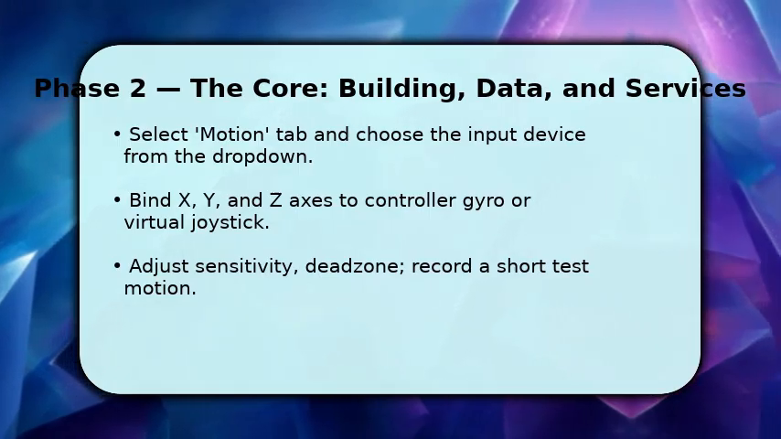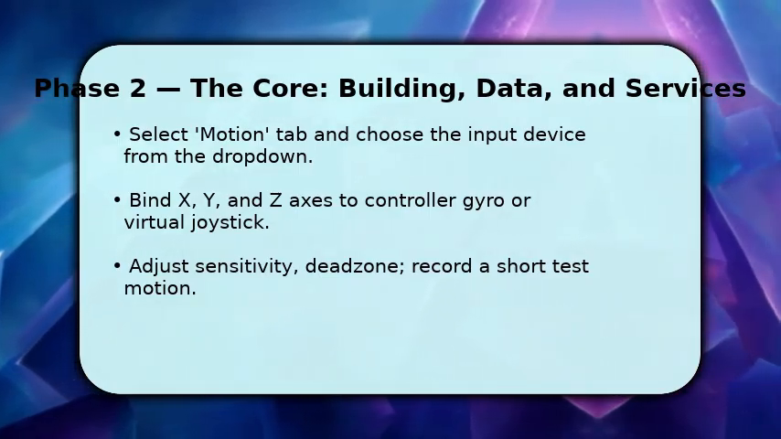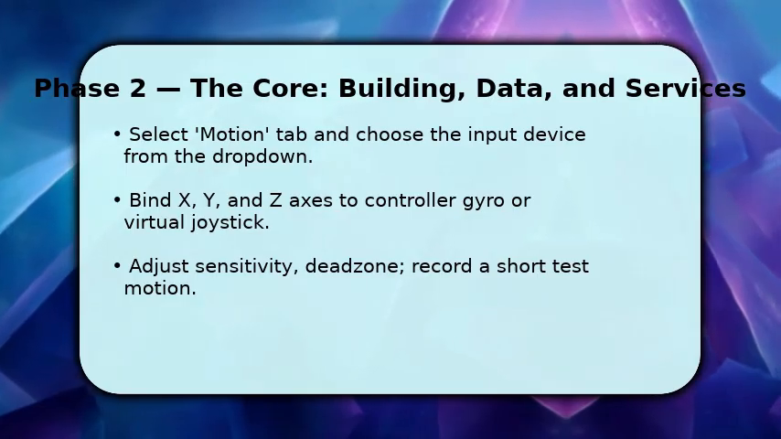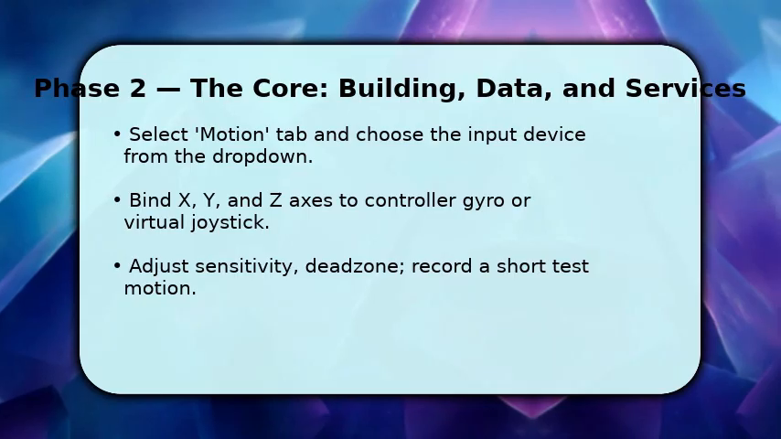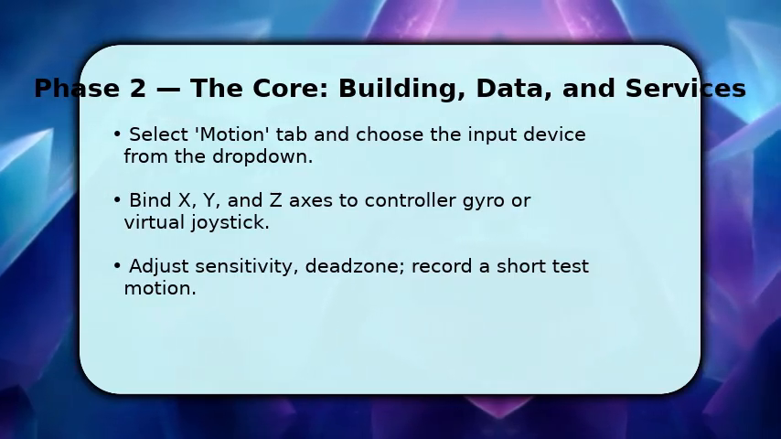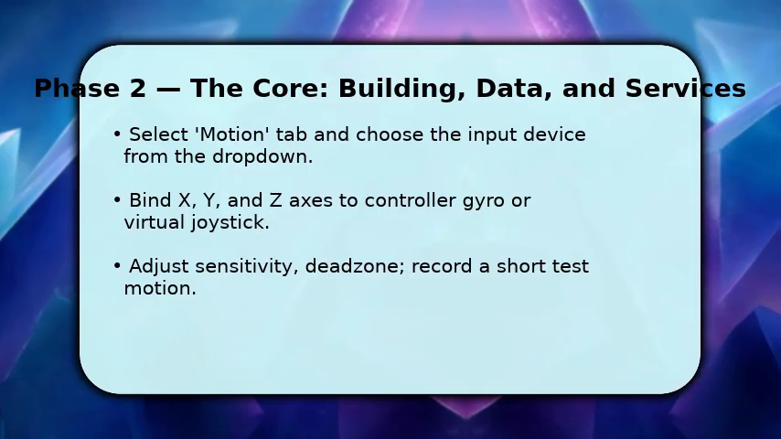Next, tweak sensitivity and dead zone so small tremors don't register. This prevents drift during gameplay. Perform a quick test motion and watch the on-screen indicator move. If it reacts, you're ready to refine per game.